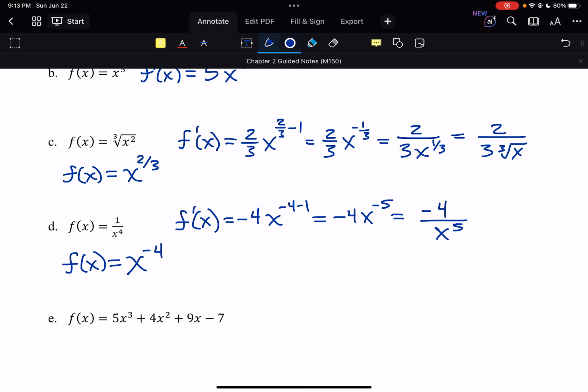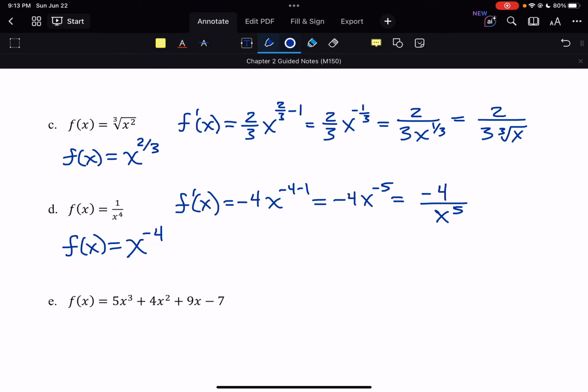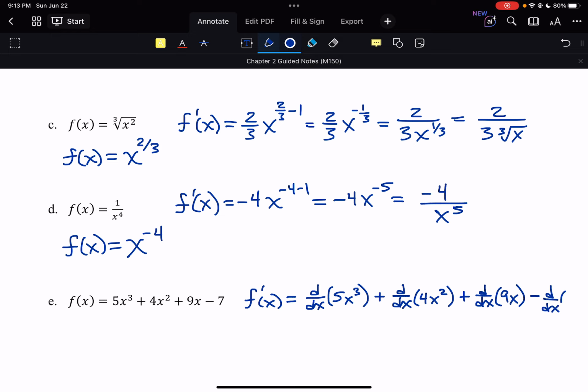And part E down here, we have a polynomial. So in order to evaluate the polynomial, we can go term by term because we have all this addition and subtraction. So we're going to have the derivative of 5x cubed plus the derivative of 4x squared plus the derivative of 9x minus the derivative of 7.